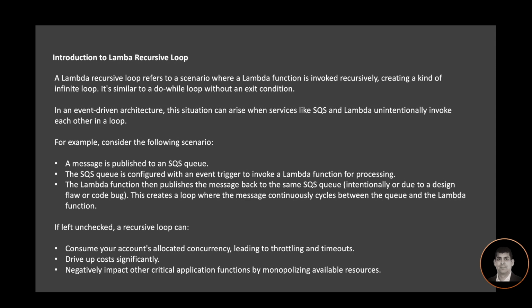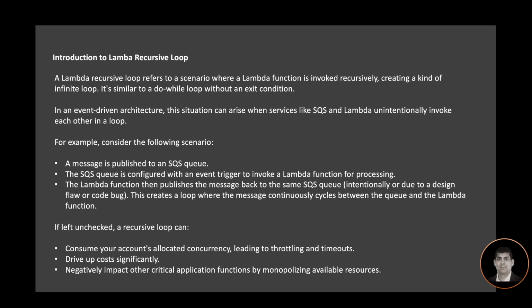A Lambda recursive loop refers to a scenario where a Lambda function is invoked recursively, creating a kind of infinite loop. It's similar to a do-while loop without an exit condition. So one event is triggering a second event, and that is again triggering the first one, right? So it keeps on going in a loop. In an event-driven architecture, this situation can arise when services like SQS and Lambda unintentionally invoke each other in a loop. For example, consider the following scenario.